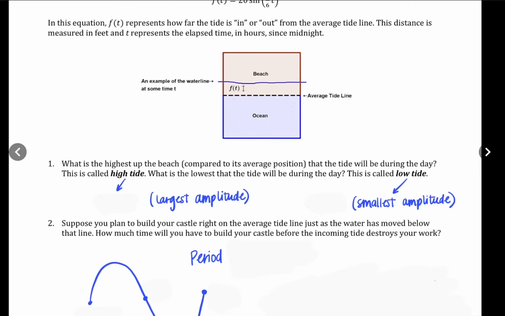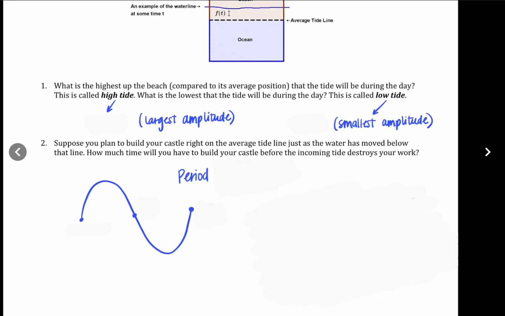So on number 1, it just wants to know, what is high tide, our largest amplitude? What is low tide, our smallest amplitude? Number 2 then says, we're planning to build our sandcastle right on average tide line, right on 0. How much time will we have to build? So that's referencing our period. So think about that full sine curve. If I build right here on the average tide line, how much time do I actually have to build?